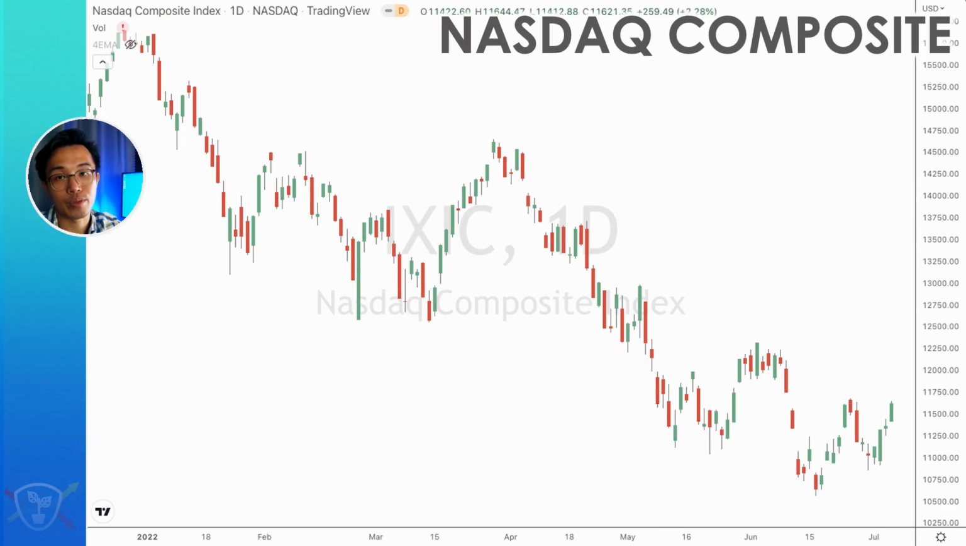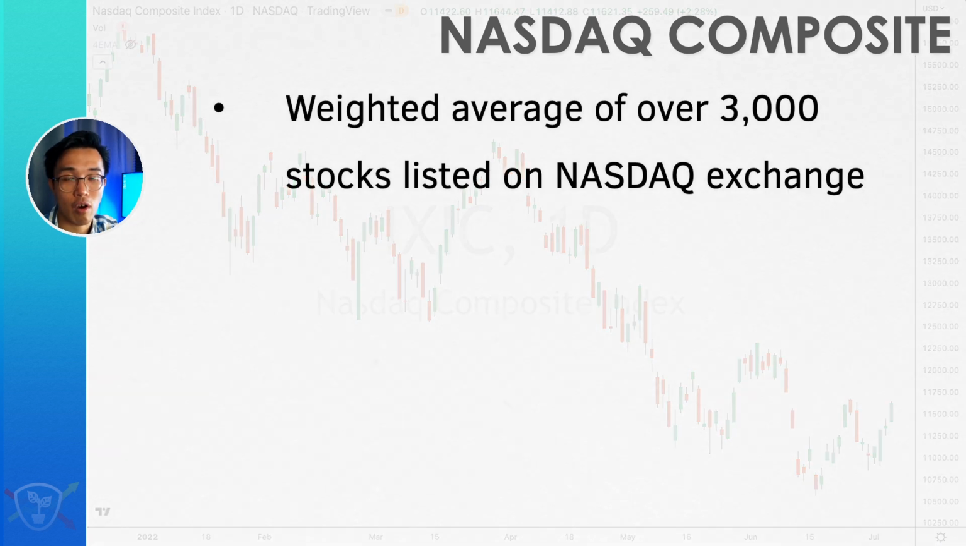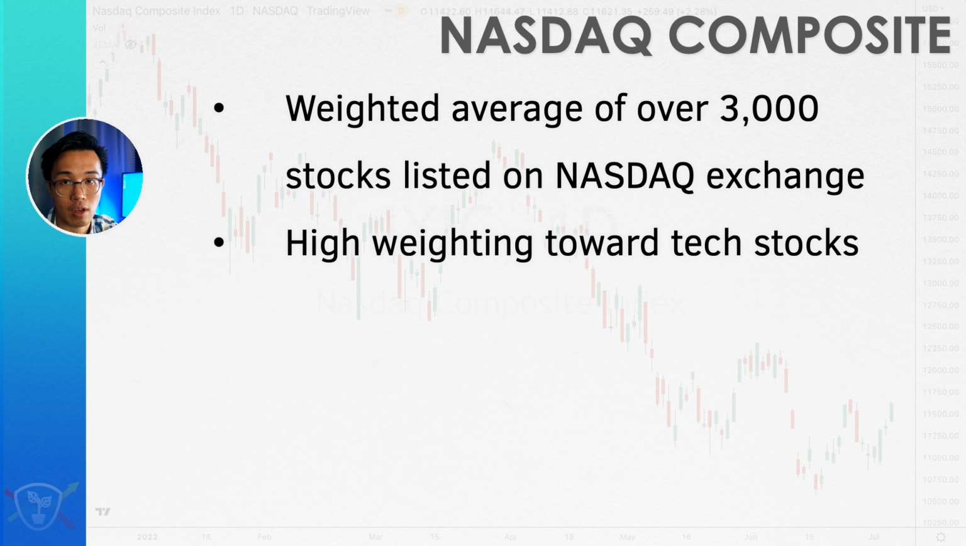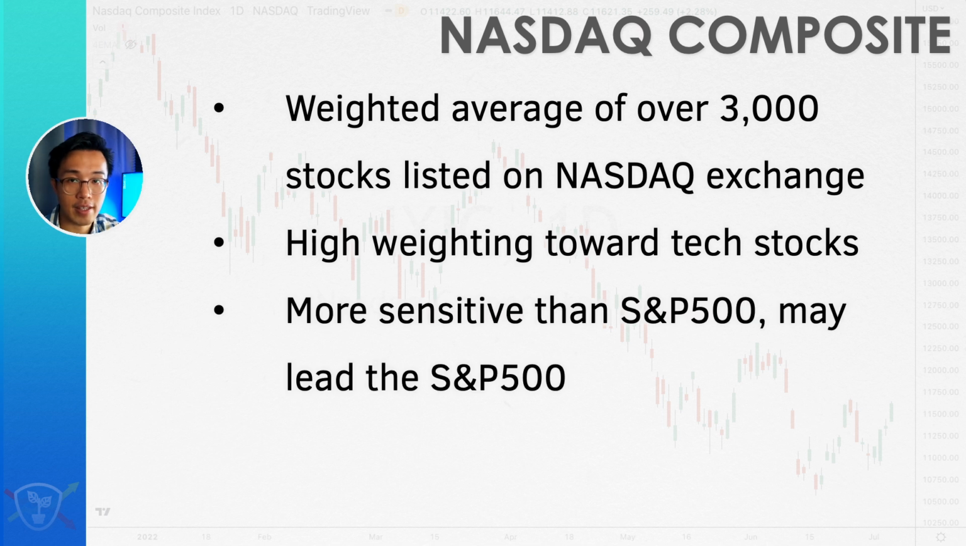The second most commonly used index is the Nasdaq Composite Index. This index shows us the weighted average of all the stocks that are listed on the Nasdaq exchange. As of the time that this video is made, there are 3,376 stocks listed on the Nasdaq that make up the Nasdaq Composite Index. One thing to note about the Nasdaq index is that it's quite weighted towards technology stocks, because there are just more technology stocks listed on the Nasdaq exchange. Because technology stocks can be a bit more on the growth speculative side, the Nasdaq index can sometimes be more sensitive than the S&P 500.